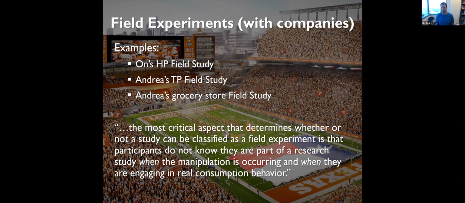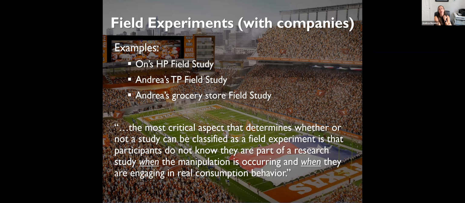Andrea? Yeah, so I have a couple examples of field studies that I also did with companies, but they are also much smaller companies and a much shorter time frame. So this is another suggestion in addition to just running your own and creating your own field study. You could work with a smaller company and with a smaller timeline. So I have my TP field study, in contrast to HP.